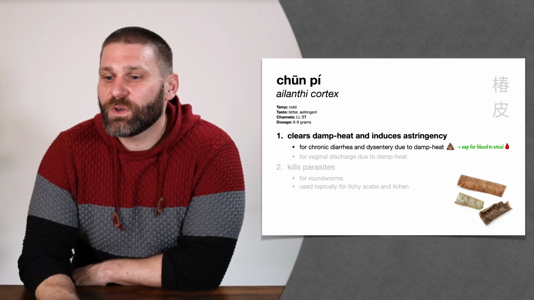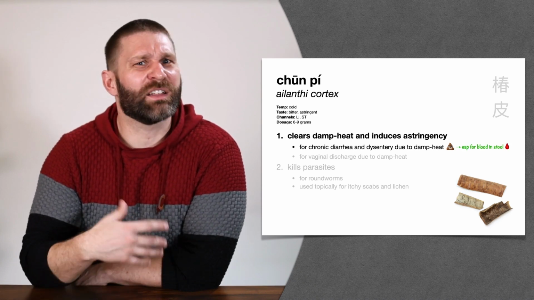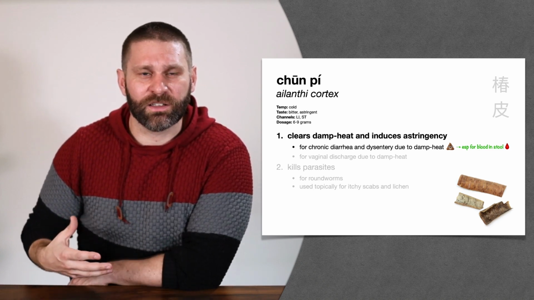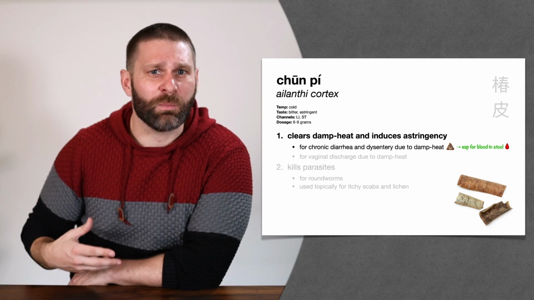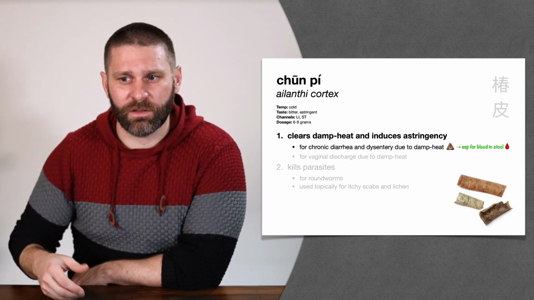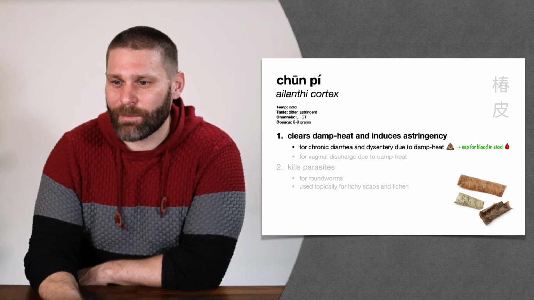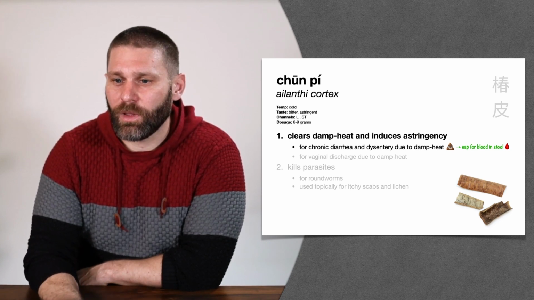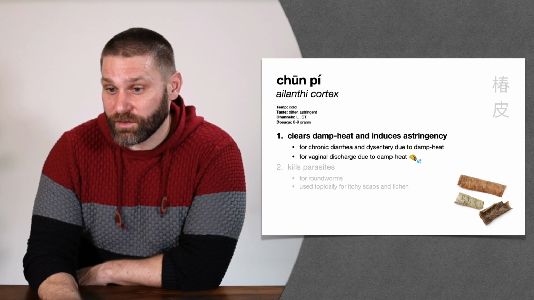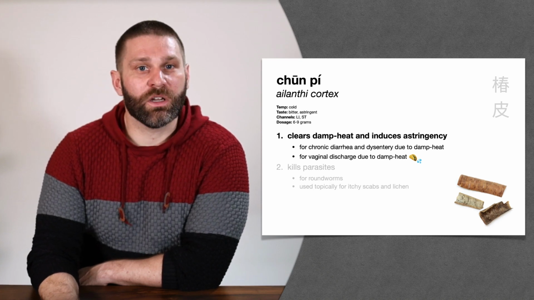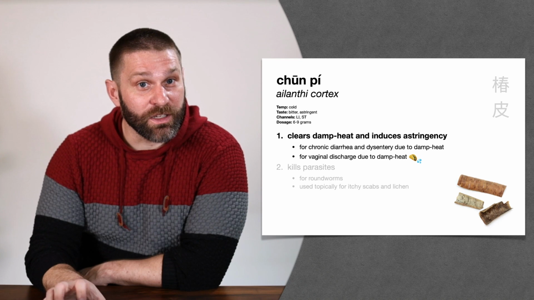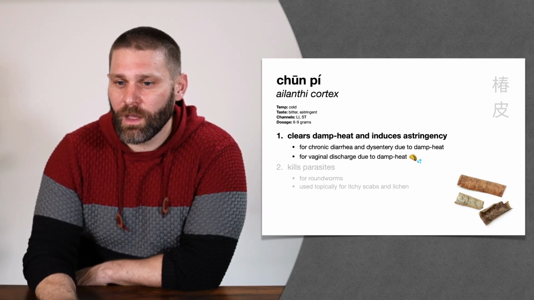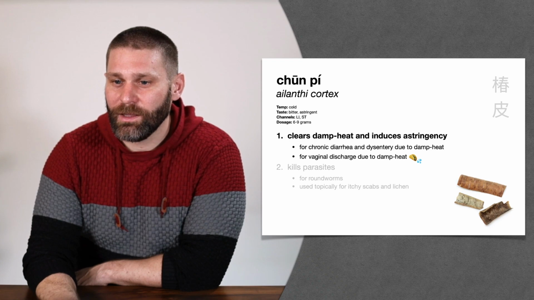And this is especially useful when there's blood in the stool. So that's how we differentiate just diarrhea from dysentery. When there's dysentery, there's usually some inflammation and some blood and or pus in the stool. So chun pi, damp heat, especially when there's blood in the stool. So damp heat, dysentery with blood in the stool, but then also for vaginal discharge due to damp heat. Again, we're inducing astringency to hold in the leakage, but we're also clearing the damp heat that's causing it as well. So that's an important thing to know about chun pi.